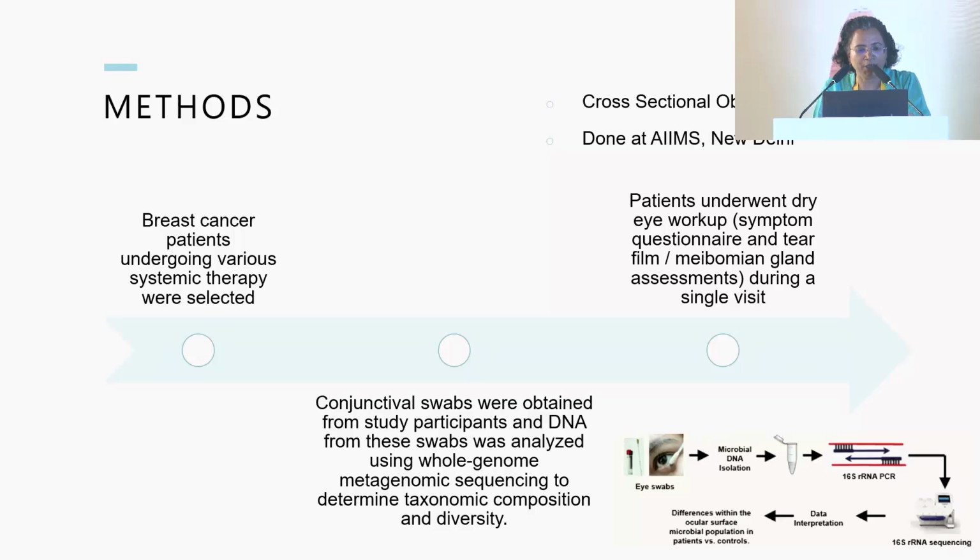Patients of breast cancer were recruited from the surgery department of All India Institute of Medical Sciences, New Delhi. They underwent a comprehensive ophthalmic examination, including a complete dry eye workup. Conjunctival swabs were taken from the inferior conjunctival fornix to isolate DNA, and then ribosomal RNA sequencing was done, and bioinformatic analysis was done to find out the metagenomes present in the ocular microbial flora and to determine the diversity and their richness in the conjunctiva.